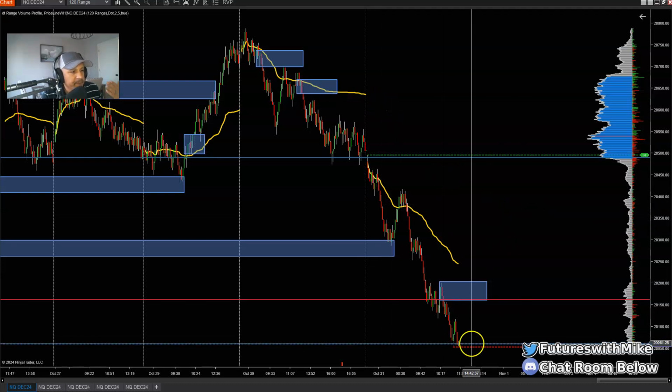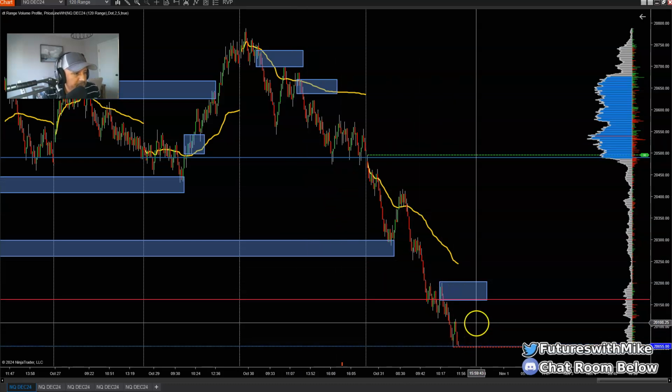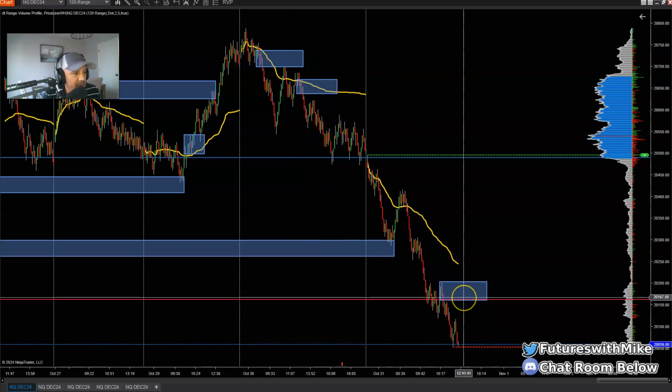Okay. So now I have this area here marked because we are still breaking structure lower. So this is a valid supply area that I have marked that I'm waiting to see what's going to happen.